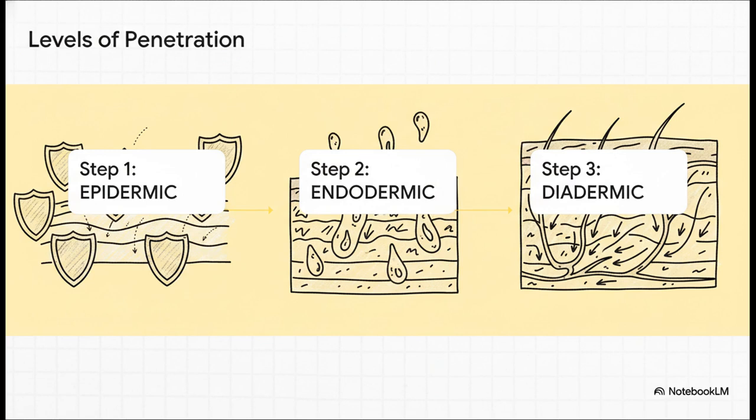First, we have epidermic action. Think epi for upon. This is all about surface action. Think of it like a shield. It's not meant to be absorbed. Next up is endodermic action, with endo meaning within. Here, the drug gets into the deeper layers of the skin. And finally, we have diadermic action. Dia means through, so this is the full-on journey, right through the skin and into your system.